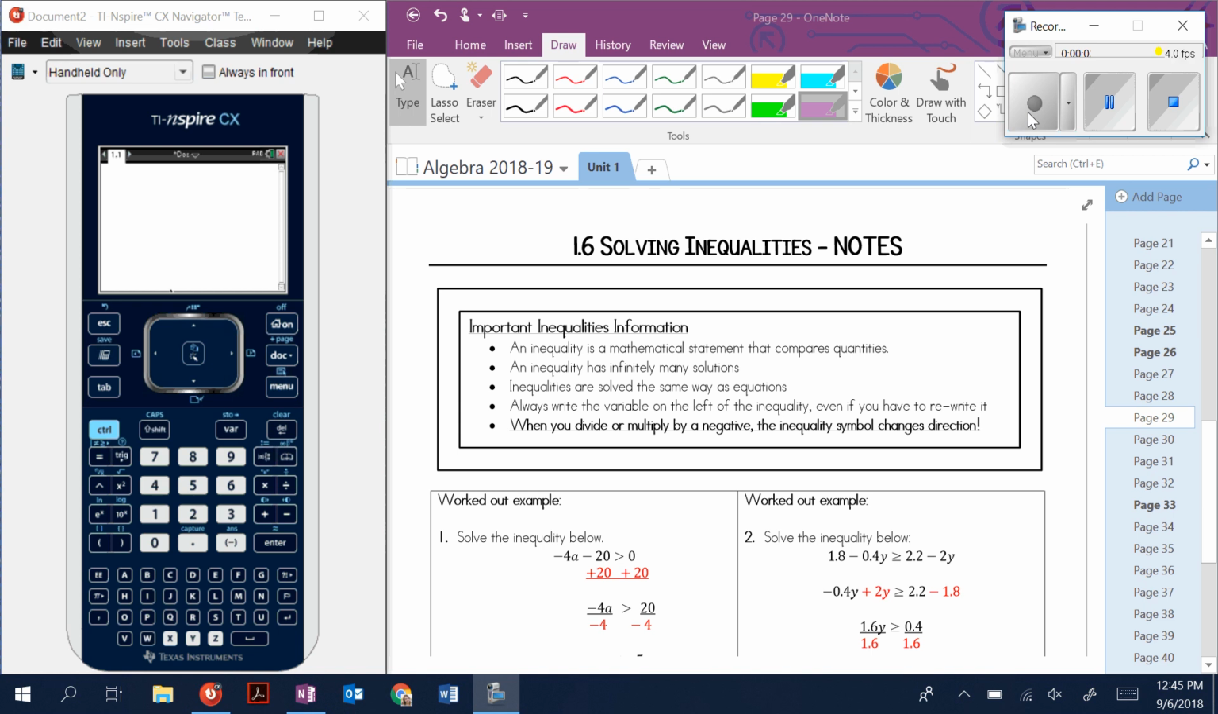You are watching the 1.6 lesson video on solving inequalities. So let's dive right in. Important inequalities information. We've bulleted quite a few things up top here for you.